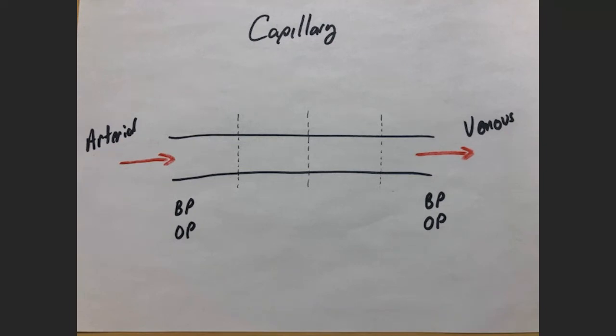We know that blood pressure drops as we go from the arterial side to the venous side. So we would expect blood pressure to be at its highest on the arterial side of a capillary and only drop off and become lower as we move from left to right across this diagram.